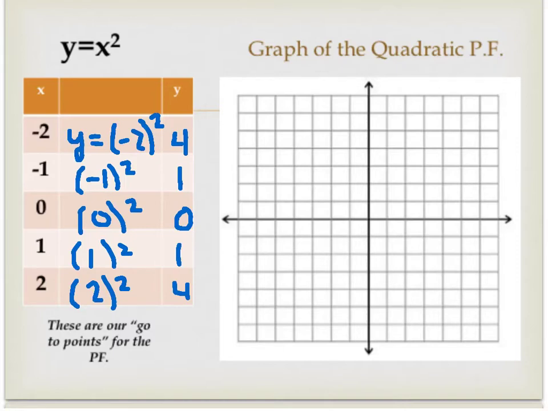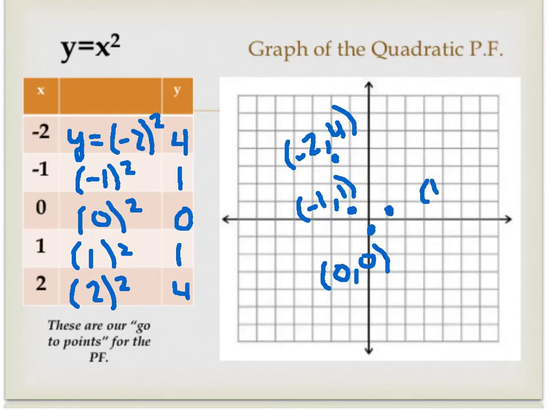So negative 2, 4. Let's go ahead and label that guy. All right, negative 1, 1. 0, 0. Positive 1, 1. And 2, 4. Alright, and then we are going to draw our parabola.